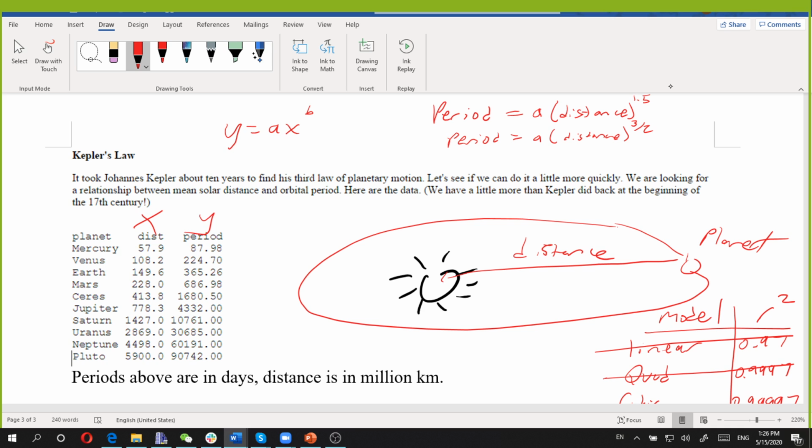Okay, and then if I square both sides, that'll give me my period squared is equal to some constant squared times our distance cubed, which means that the orbital period squared is directly proportional to our distance cubed, which in physics is known as Kepler's third law of planetary motion.